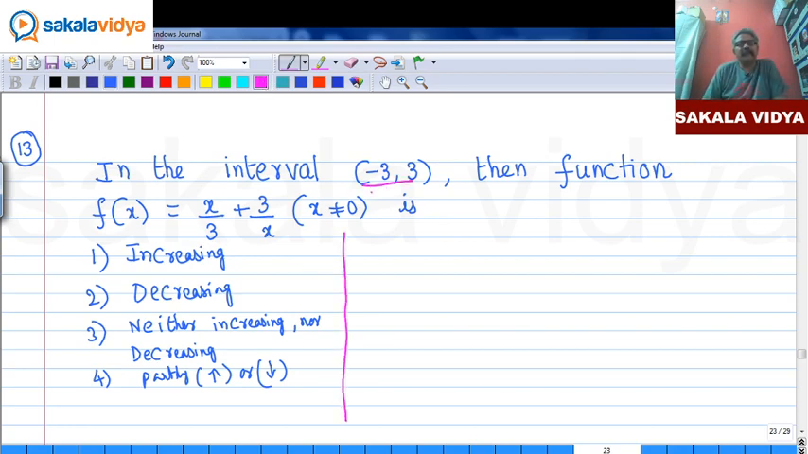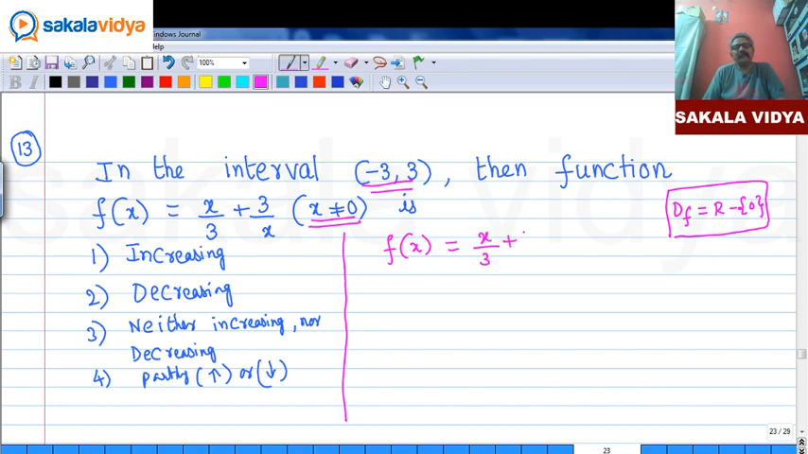So, in this interval, whether this function is increasing or decreasing, we need to find out. Here one condition: x does not equal 0, that means the domain of this function is R minus 0; except 0 it accepts all the values. Now, f of x equals x by 3 plus 3 by x. Let us find f dash x. Derivative of x by 3 is 1 by 3, and 3 by x differentiation is minus 3 by x square.